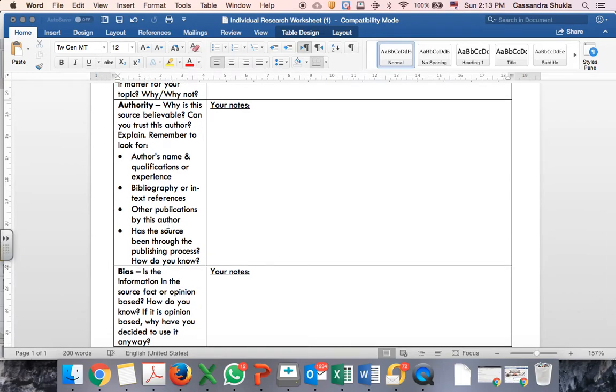Then look at the author and tell us if they've published other things on the same topics. So if I'm reading an article on Emirati women and I see that they've written like 3 books that were all about the Gulf, or maybe women in general, then they're a little bit more trustworthy.